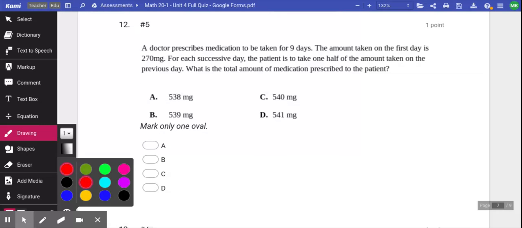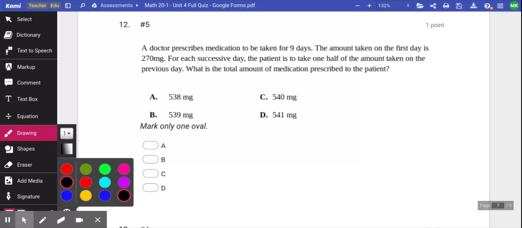Okay. The next part is doing our sequences and series, so the stuff we just learned during this online world. The first one says a doctor prescribes medication to be taken for 9 days. The amount taken on the first day is 270 milligrams. For each successive day, that means that every day after that, the patient is to take 1/2 of the amount taken on the previous day. What is the total amount of medication prescribed to the patient?